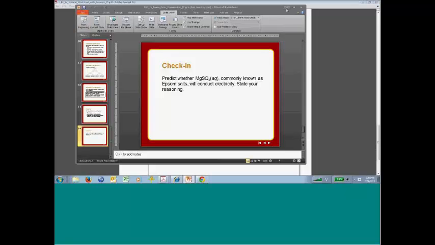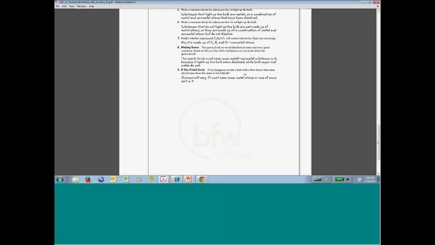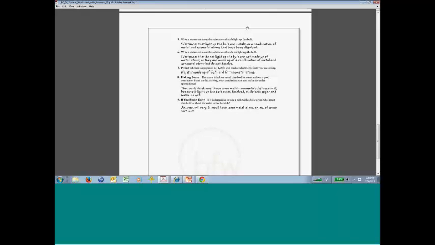You can also, whenever there's an image, we provide something that you can make a transparency so that even if you were using an overhead projector, you could use it, or you could print it and hand it out to students. So these are some examples of the resources that you'll find.